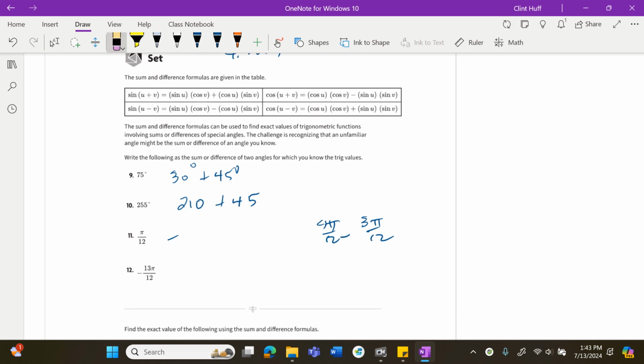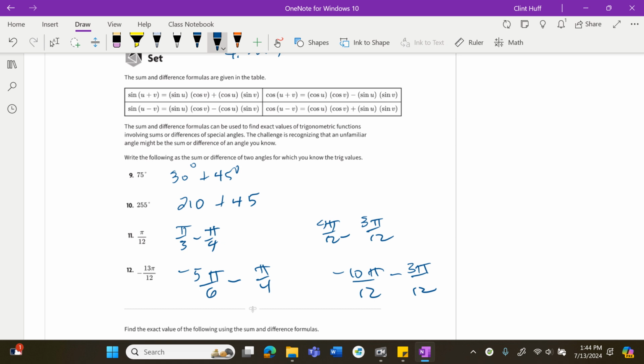Let me just make that a little clearer. Pi over 3 minus pi over 4. Negative 13 pi over 12 is negative 5 pi over 6 minus pi over 4. Justification here is that negative 5 pi over 6 is negative 10 pi over 12, and pi over 4 is what? 3 pi over 12. And negative 10 pi over 12 minus 3 pi over 12 is negative 13 pi over 12.